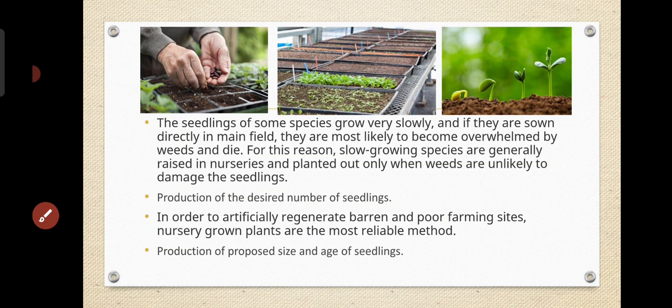So this was the content we covered in this video: nursery, types of nursery, purpose of nursery, site for nursery, conclusion, different kinds of nurseries.